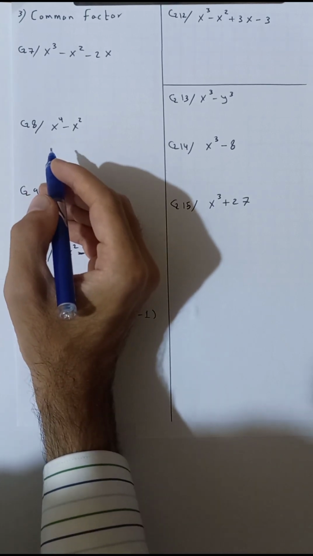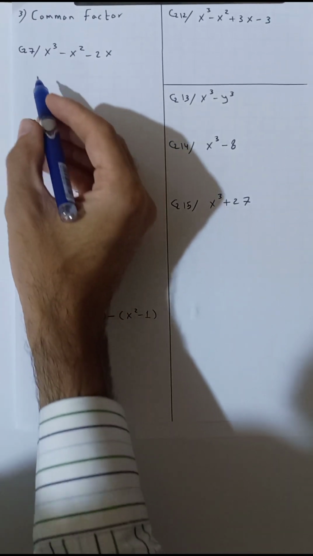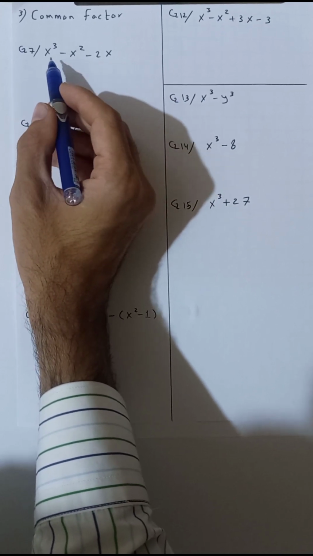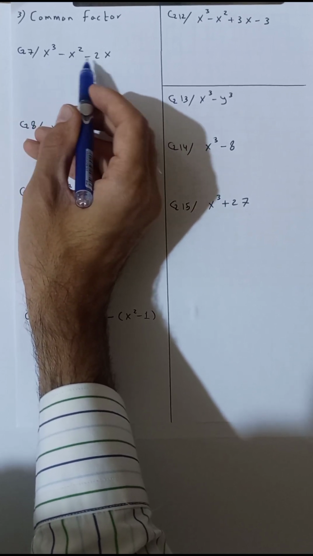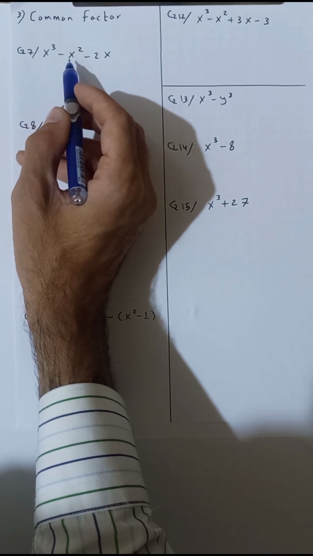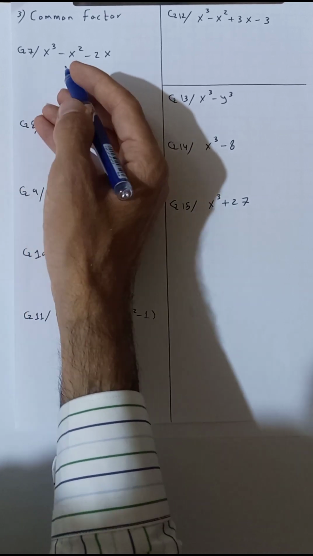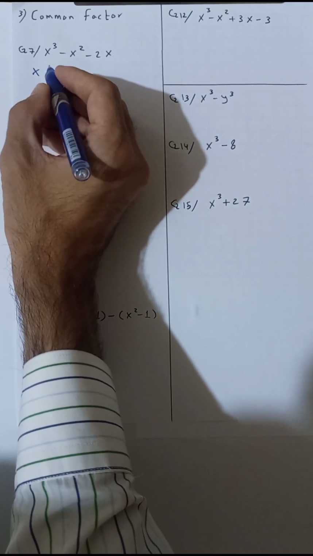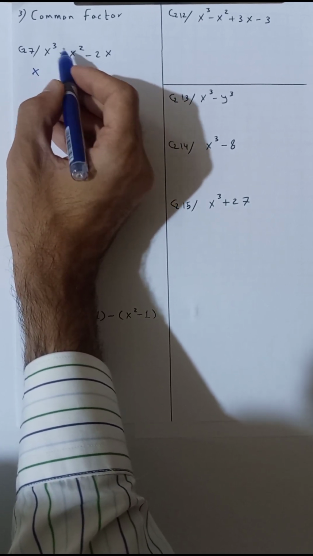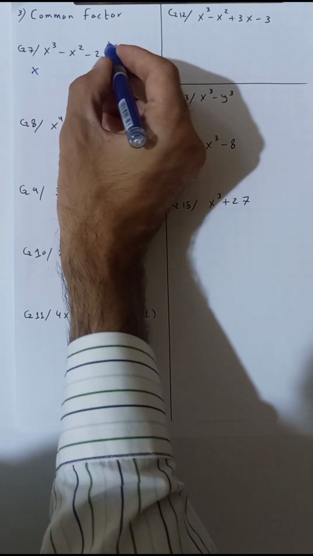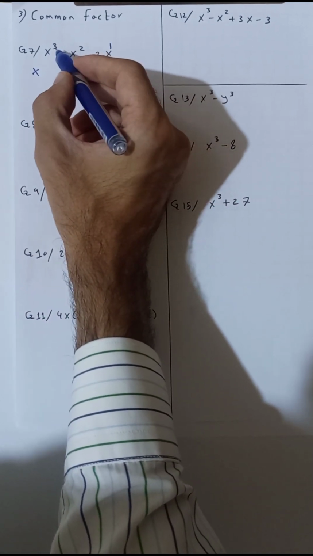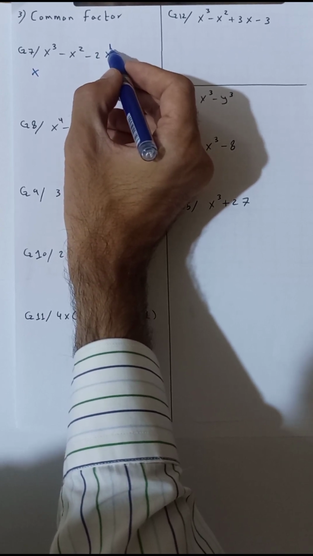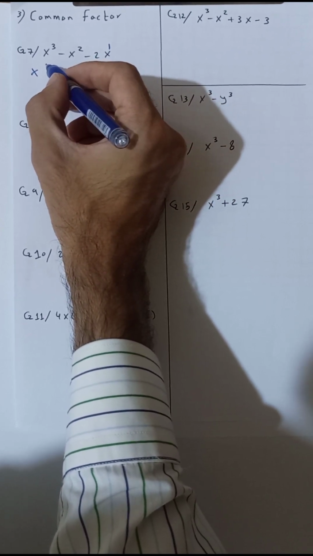Let's talk about common factor. The question 7, we have three terms. In each term we have x, so x is common. Let's write the common factor. X cubed, x squared, x to the power 1. The small power is 1, so x to the power 1 is common factor.